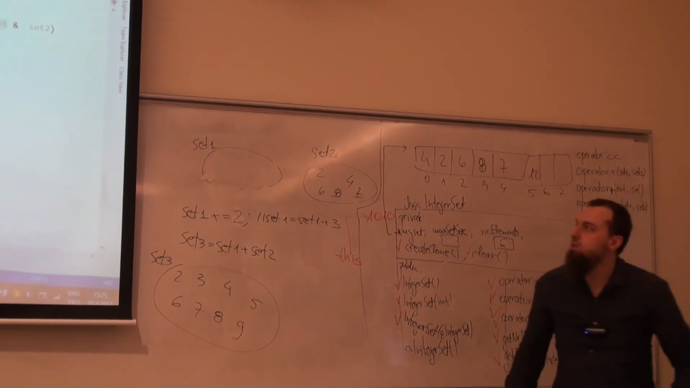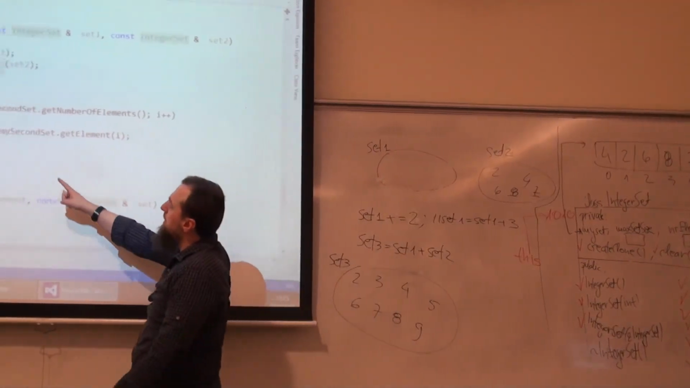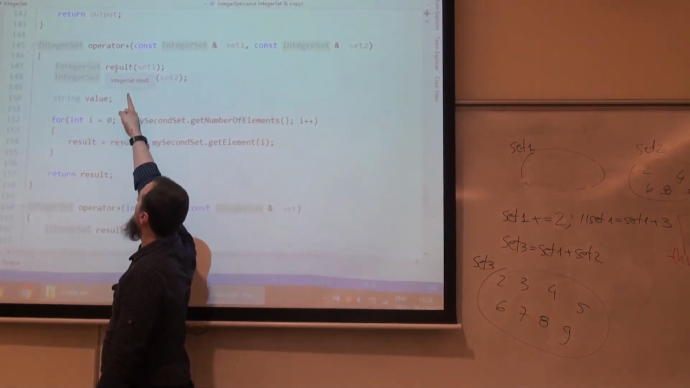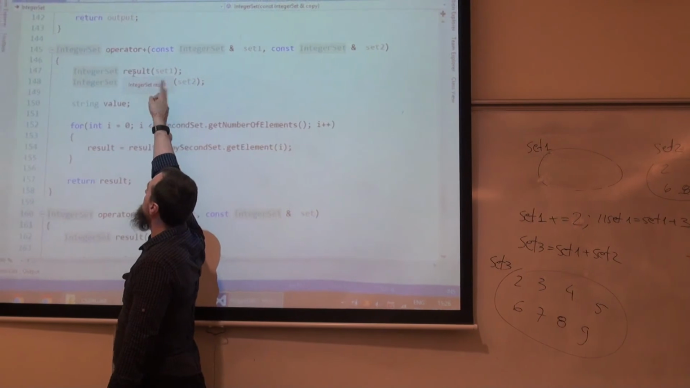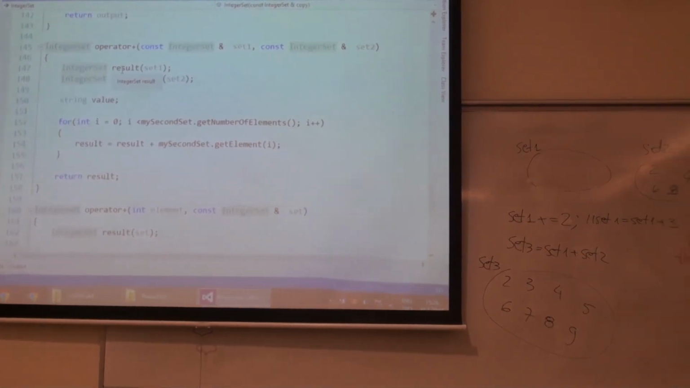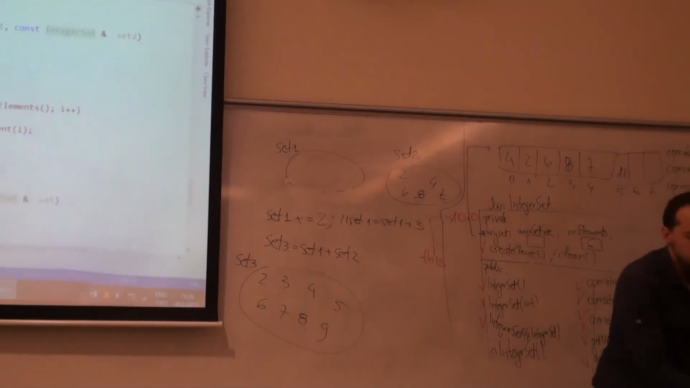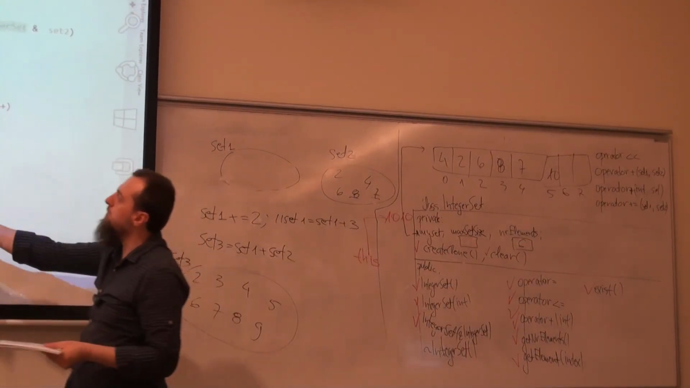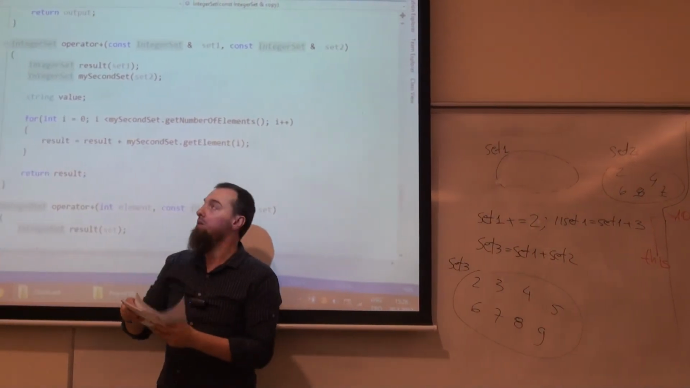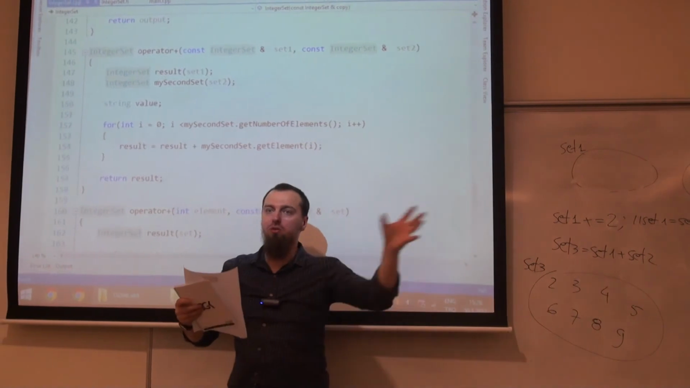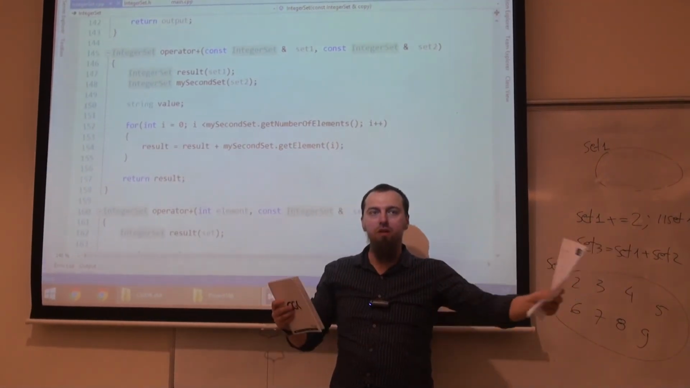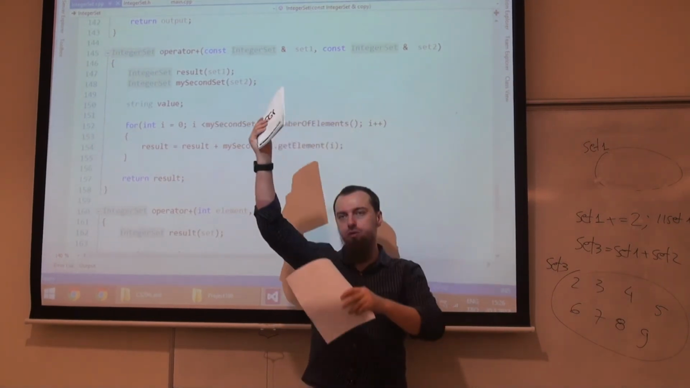So operator plus. I will have the final result in this integer set variable. I'm calling the copy constructor with set1. So basically, result is equal to set1. Those are two sets. And I take another one, my second set, set2. What I'm doing then, I'm taking the values of the second set. This is the result.